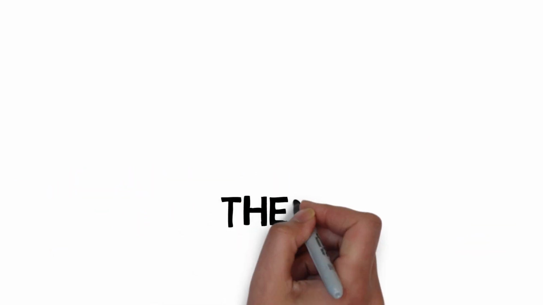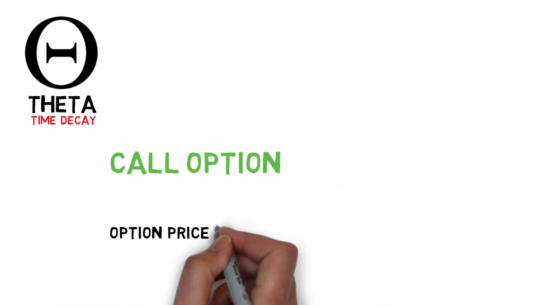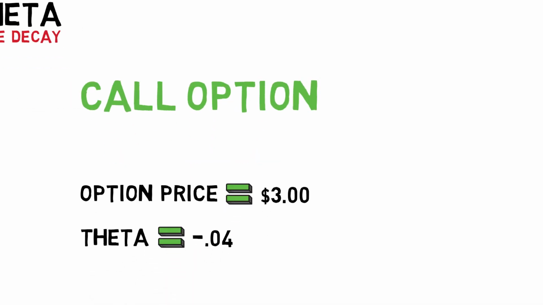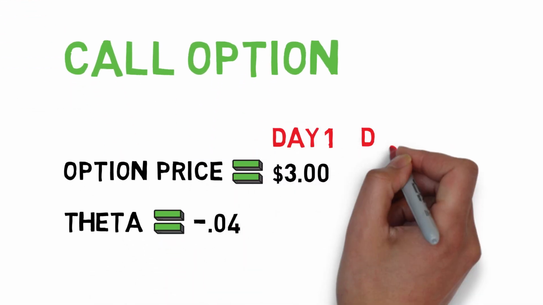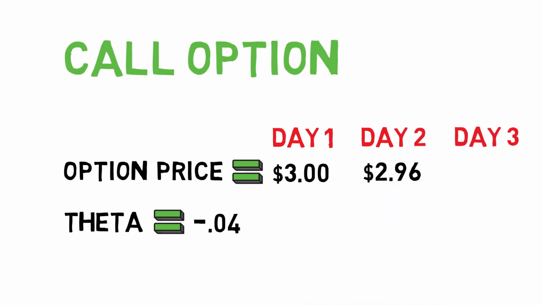Let's move on to Theta, the Greek for time decay. Theta estimates how much value an option will lose each day. If an option has a theta of negative 0.04, it would be expected to lose 4 cents in value each day. Remember that time decay works against buyers and for sellers.